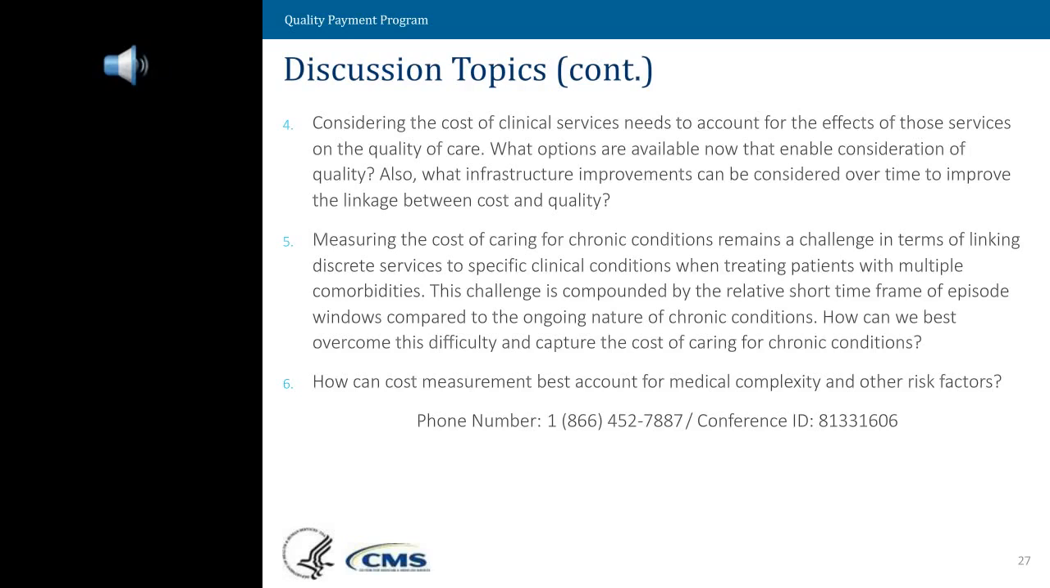The fifth question. Measuring the cost of caring for chronic conditions remains a challenge in terms of linking discrete services to specific clinical conditions when treating patients with multiple comorbidities. This challenge is compounded by the relatively short time frame of episode windows compared to the ongoing nature of chronic conditions. How can we best overcome this difficulty and capture the cost of caring for chronic conditions? The sixth question. How can cost measurement best account for medical complexity and other factors?